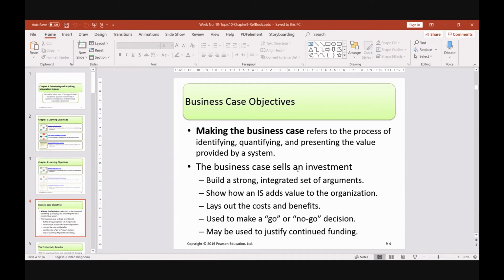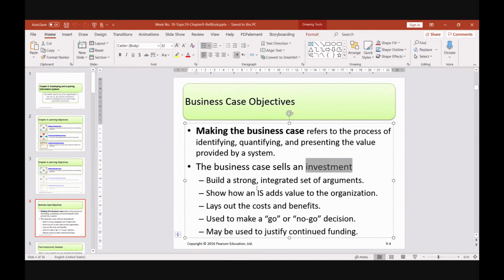A business case sells an investment. Build a strong, integrated set of arguments. Whenever you are creating a case, you must provide evidence for everything, statistics, measurements, in order to impress the people. Show how an IS adds value to the organization. You need to show how the information system will give benefit to the organization.